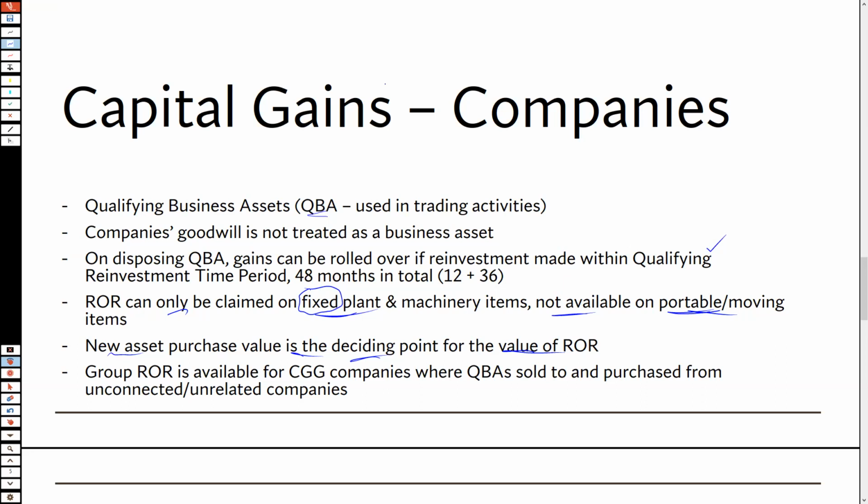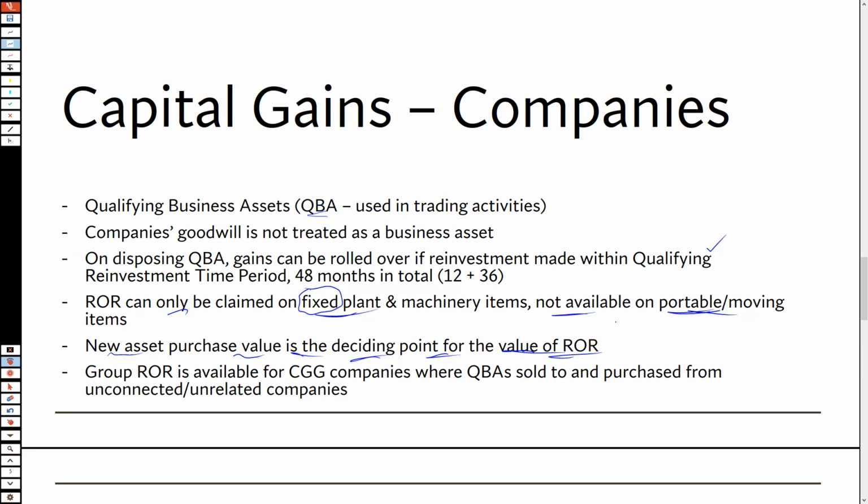Furthermore, what will be the amount of the rollover relief? The new asset purchase value is the deciding point for the value of ROR. Let's say you are disposing of an old asset for 300,000 and acquiring a new business asset. All of the above conditions are met, like qualifying investment time period and business asset condition. If you are disposing of an asset for 300,000 and purchasing the new asset for 500,000, it means you have rolled over the complete amount of 300,000 for buying the new asset of 500,000. So that's a complete reinvestment.